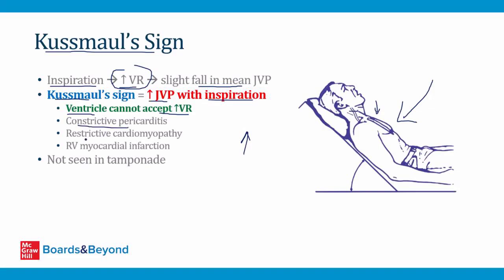You can also see it in restrictive cardiomyopathy, which I talk about in another video. You can also see it in patients who have a right ventricular myocardial infarction. Their right ventricle is stunned and ischemic and it's stiff and it can't accept the increase in venous return. Importantly, though, you do not see Kussmaul's sign in tamponade, and it's important to remember this. So in tamponade, the ventricle can accept the increase in venous return, so you don't get this finding.